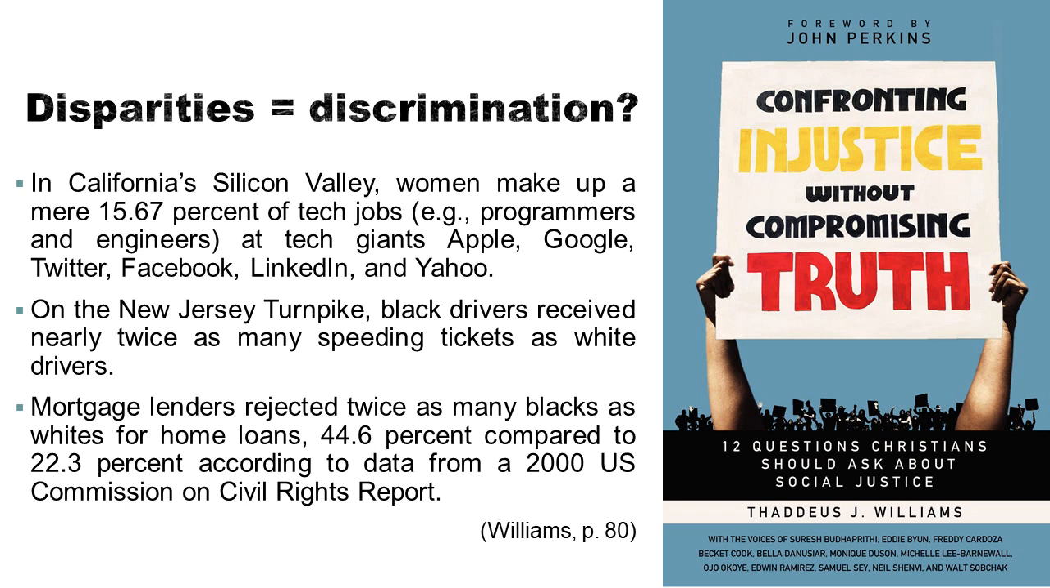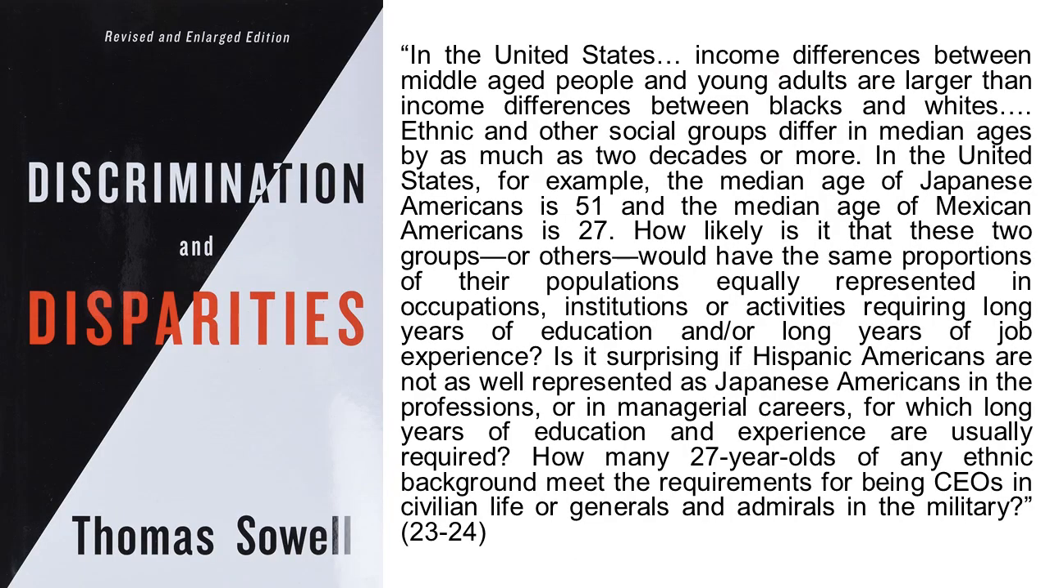Here is a relevant quote by Thomas Sowell in his book, and the name of my lesson was stolen from this book. The book is called Discrimination and Disparities. And here's a relevant quote where he is arguing that a lot of the inequalities that we see in America are the result of morally neutral demographic factors, such as age or geography. So here's what he says. In the United States, income differences between middle-aged people and young adults are larger than income differences between blacks and whites. Ethnic and other social groups differ in median ages by as much as 2 decades or more.